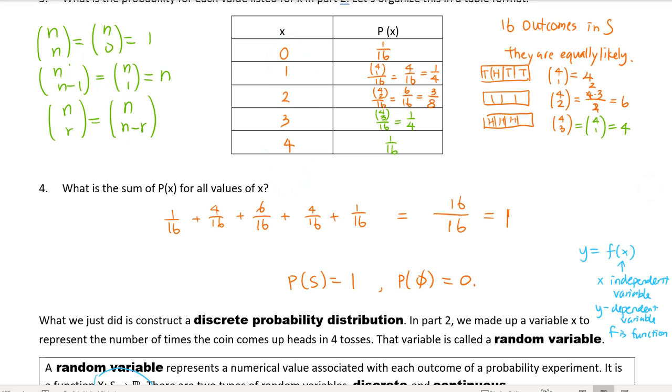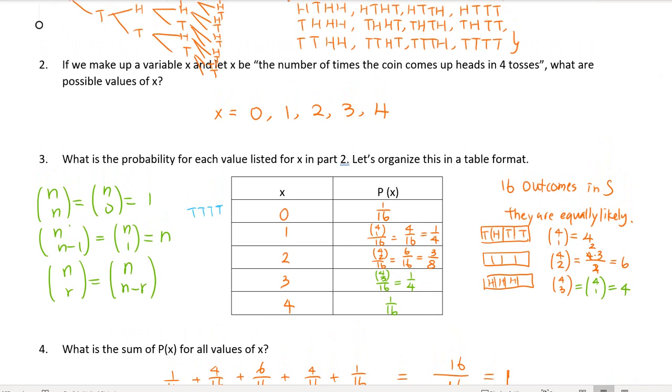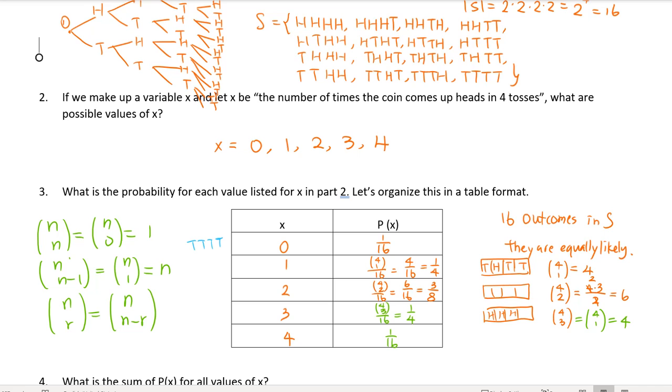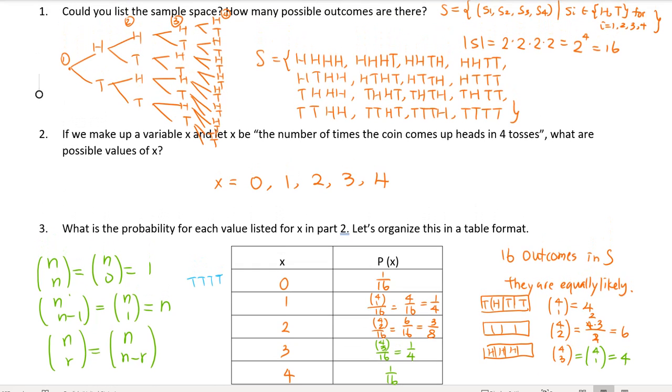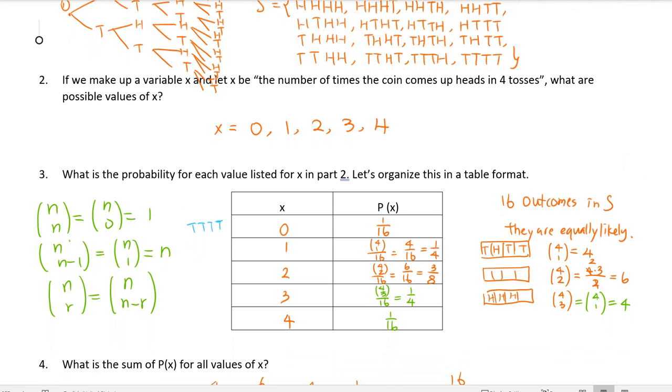They're the real numbers. Okay, so x is like it maps, so 0 corresponds to the tail tail tail tail. It maps the tail tail tail tail to 0. Okay, and then the 1, etc. So it maps the other outcomes, like a head tail tail tail, or tail head tail tail, to 1. Okay. All right.